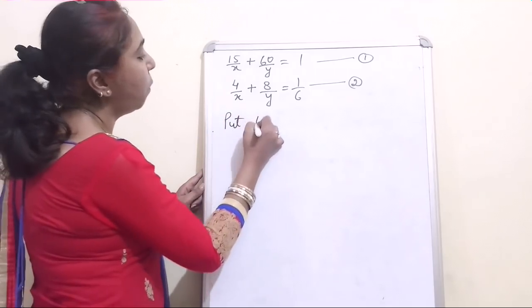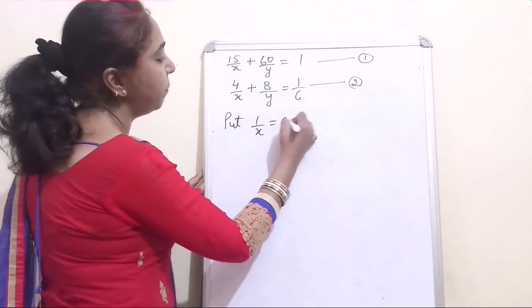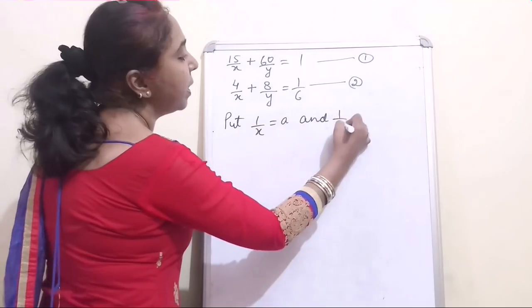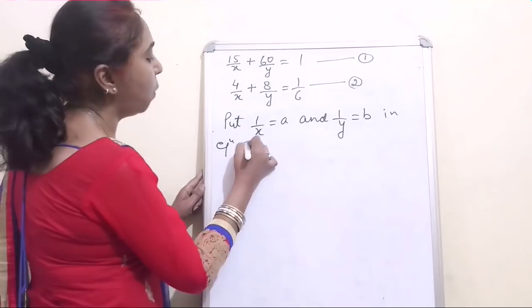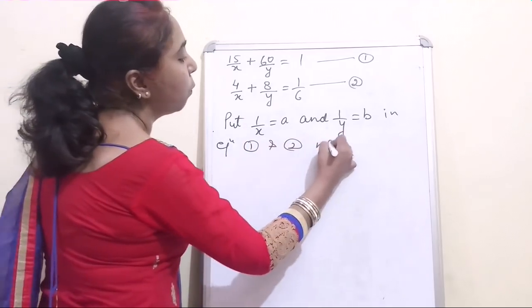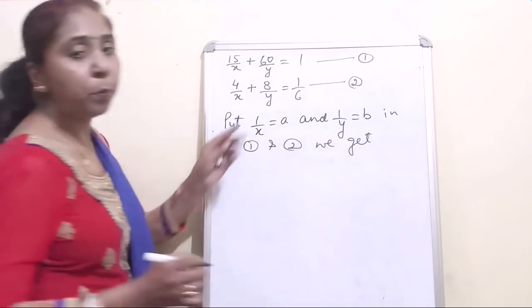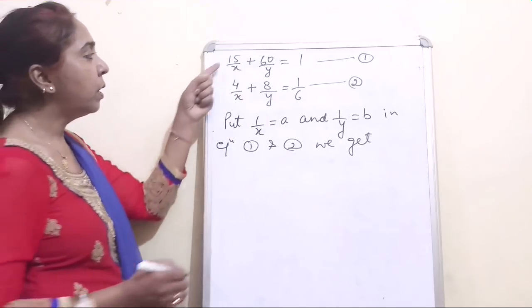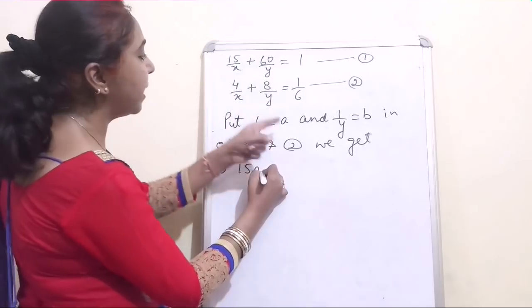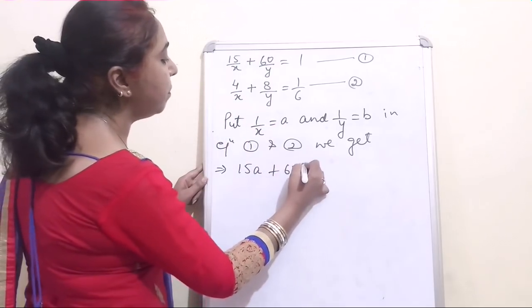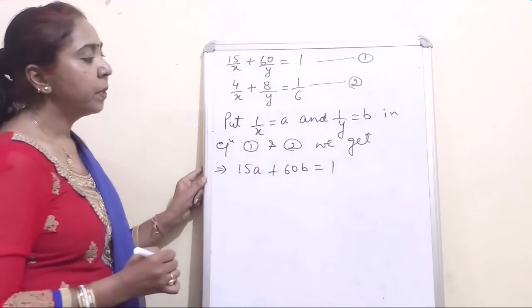Put 1 by x as a and 1 by y as b in equations number 1 and 2. What do we get? Put these values here in equations 1 and 2. We'll get 15a, with 1 by x as a, plus 60b equals 1, right?